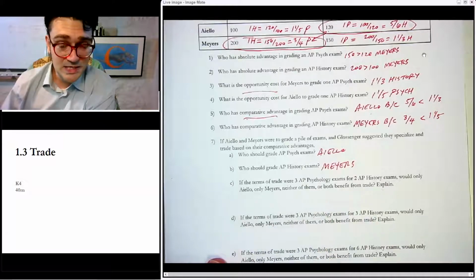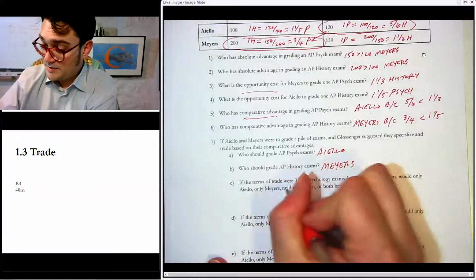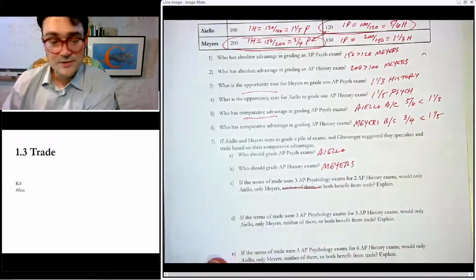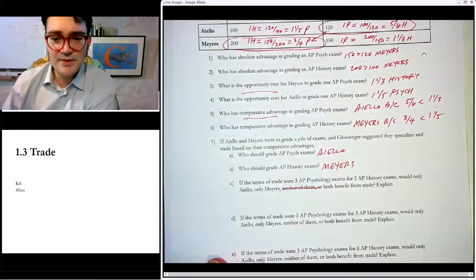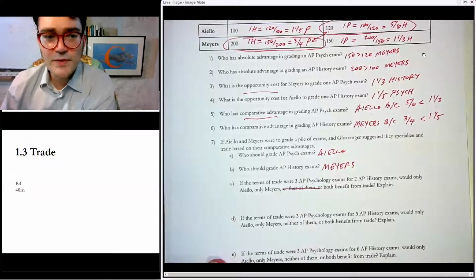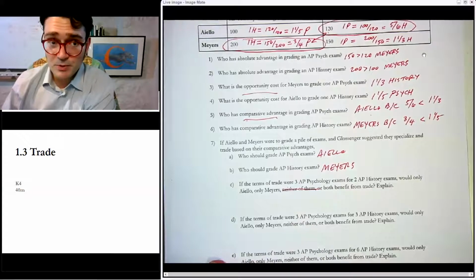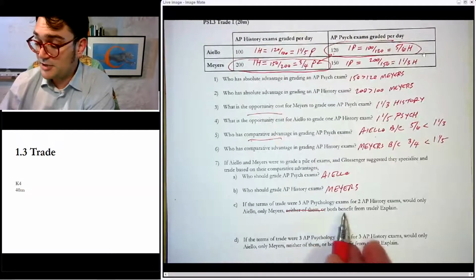Now I'm going to give you another tip. You can't ever have neither. It's just never an option. Just eliminate it right off the bat. One of them will always be benefiting, or both of them will benefit. Now we're going to be able to test it here very quickly.